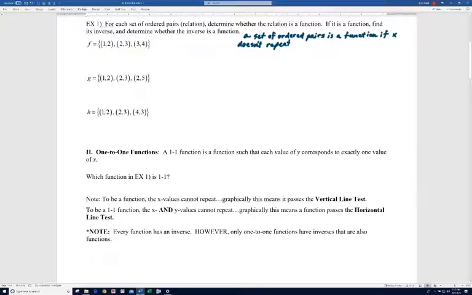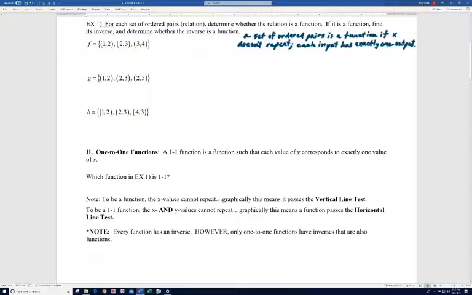So notice for f, the x values don't repeat. That's going to be a function. The other way to describe a function, and this is a description I gave you before, one that I would want you to remember, and that is each input has exactly one output. That's what's always going to be true with a function.